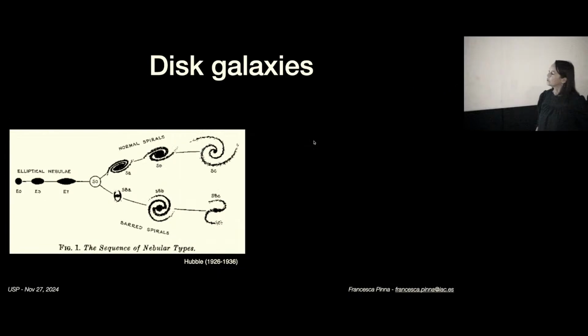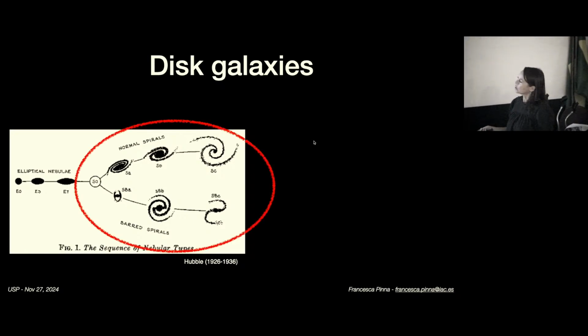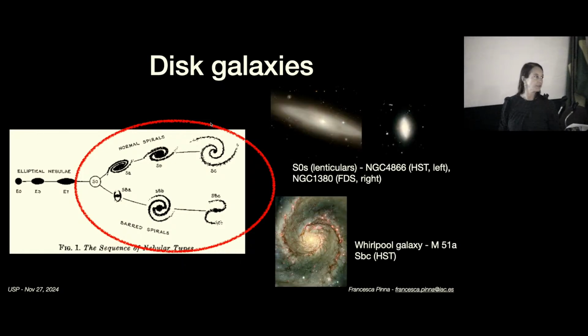So I will start with the Hubble sequence. I guess most of you are familiar with this sequence, but just in case, this is one of the ways we can classify galaxies according to their morphology. In this talk, we will focus on these galaxies, which are located here in the Hubble sequence. Here we have elliptical galaxies, and here we have lenticulars and spiral galaxies. So we will talk about galaxies that have a prominent disk, either without a clear spiral structure, like lenticular galaxies, or with a clear spiral structure, spiral galaxies.